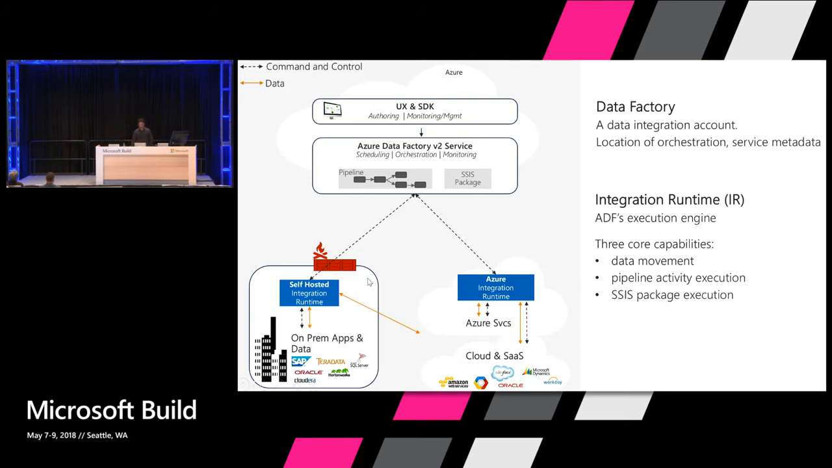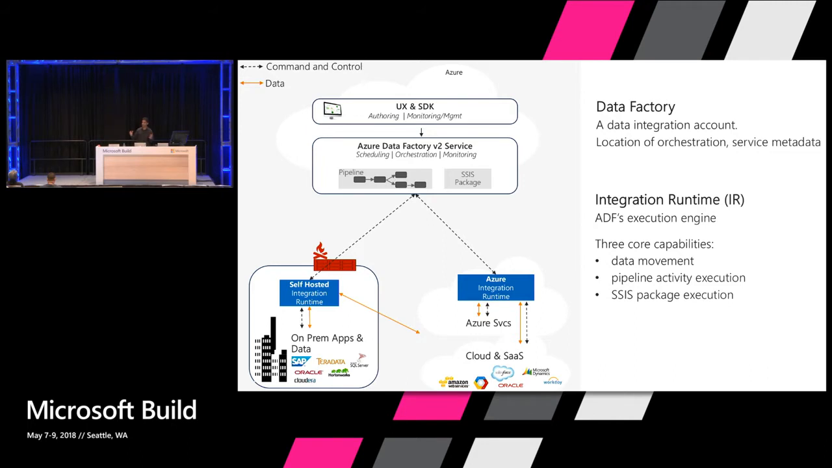Then the second form of integration runtime that we have is what we call a self-hosted integration runtime. And this integration runtime is a piece of software that you install on a machine that has direct line of sight to your on-prem environment and to Azure. So anytime you want to do hybrid data integration, you will use the self-hosted integration runtime. And this integration runtime can be installed in Azure or any cloud that you want. This has a capability for you to create a network of VMs. So it's not a single point of failure.